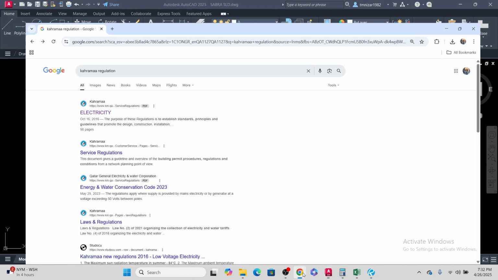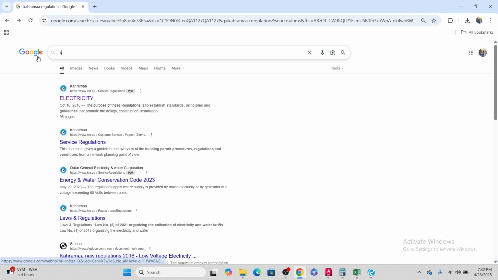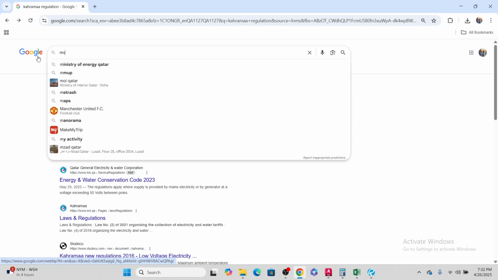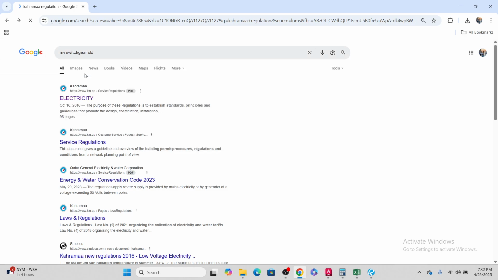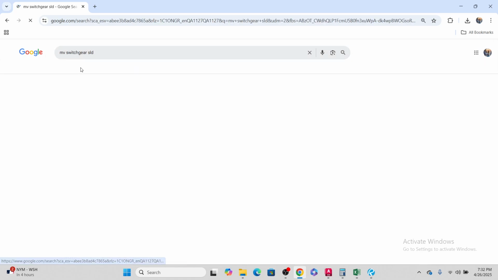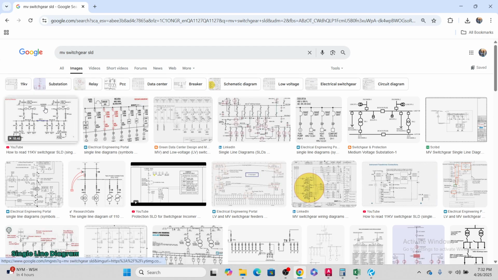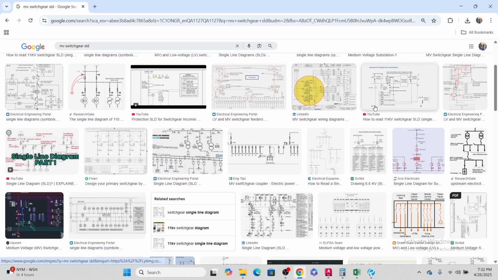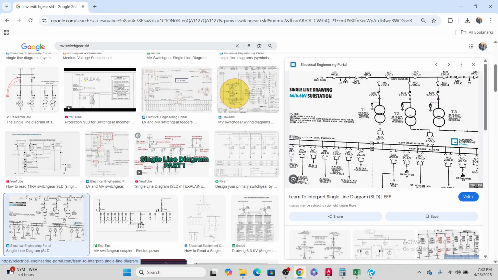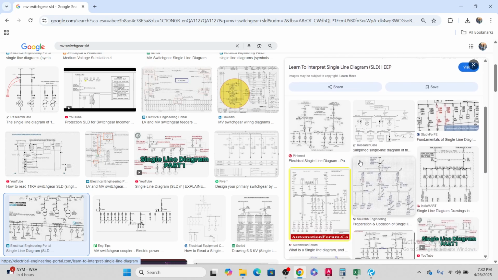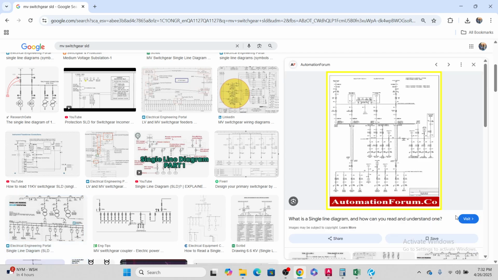So let's go to Google. Let's type switch gear, or MV panel. We will type MV panel SLD. Oh, this MV switch gear SLD. We can go with this. So image. If you go here, let's get an easier one. Okay, let's go with this. You see here, see this one connecting everything. Okay, maybe it's not visible for you.